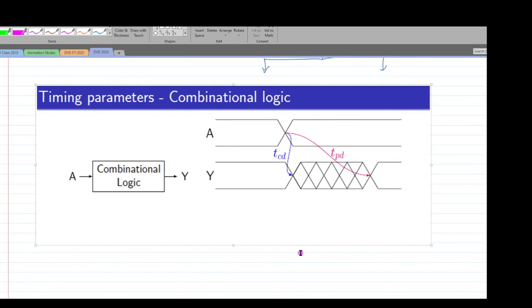As said, the combo logic has both types of delays: the contamination delay and the propagation delay. In this case, it is shown as A and Y. So basically we have multiple inputs as well as multiple outputs. And as I said before, there will be some glitches happening before the output finally settles down to a single value, just because of the multi-input and multi-output principles. So this combo logic can even be a 16-bit parallel adder.